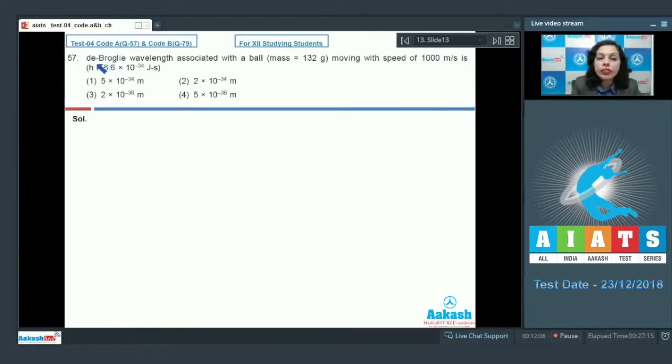Question number 57. De Broglie wavelength associated with a ball of mass 132 gram, moving with speed of 1000 meter per second, is... The value of h is also given, that is 6.6 into 10 to the power minus 34 joule second, the value of Planck constant. So we know that De Broglie wavelength, lambda, is equal to h upon mv. The simple calculation is there. We have to just place the values. This value of h is already given.